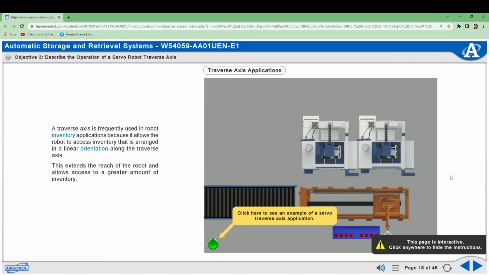The major parts of a servo robot traverse axis are similar to those of other robot servo axes. The mechanical system consists of a frame structure, bearing system, and ball screw drive. The bearing system provides a low-friction surface to guide the robot as it moves along the traverse axis on steel guide rods. A precision ball screw drive converts the servo motor's rotation to linear motion.